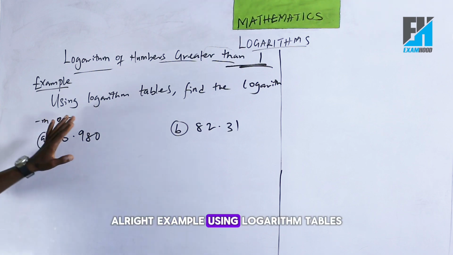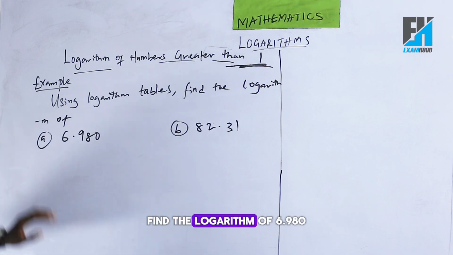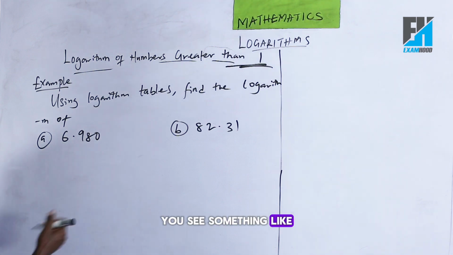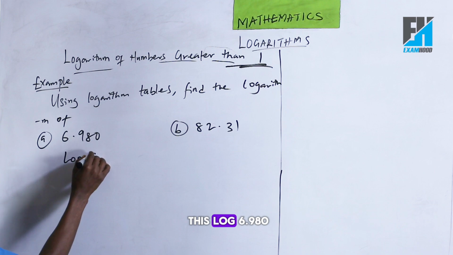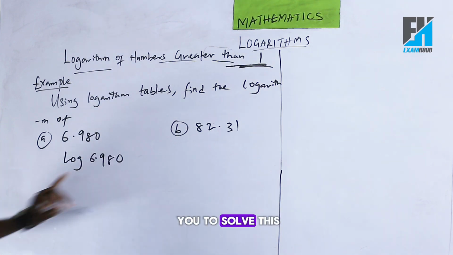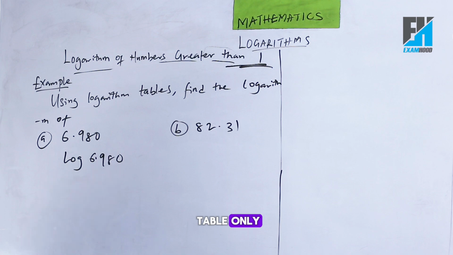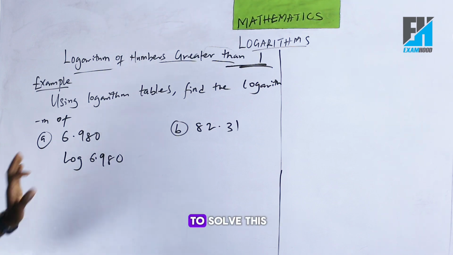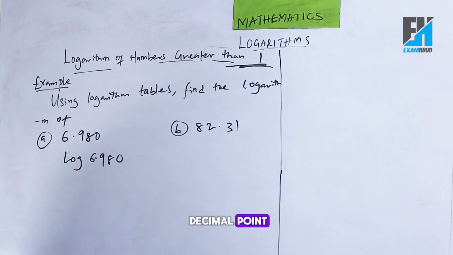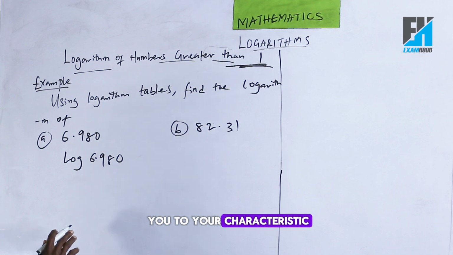Alright, example. Using logarithm tables, find the logarithm of 6.980. You see something like this, log 6.980. This is what you see. So for you to solve this, you use your logarithm table only. Now, there's something you need to note before you're able to solve this. You count the number of digits before the decimal point, and that will lead you to your characteristic.